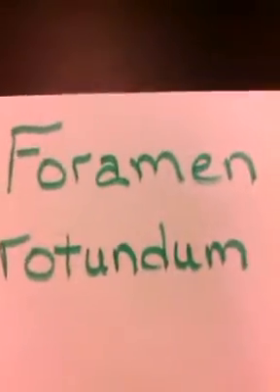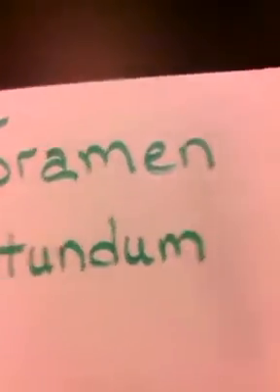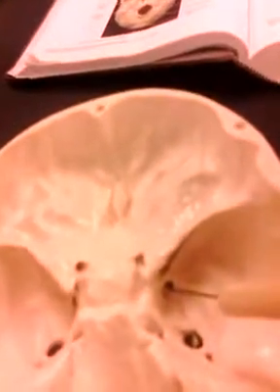Foramen lacerum. And finally, we have a little small hole, the foramen rotundum, which are tucked up under the wings of the sphenoid bone, the lesser wing of the sphenoid bone.